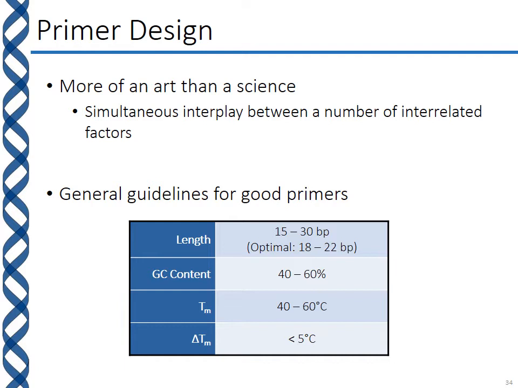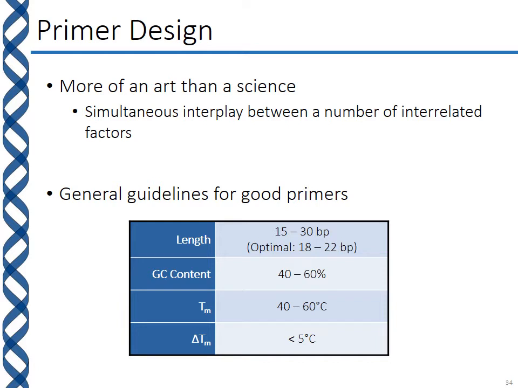Typically, primers are designed to be between 18 to 22 base pairs. They can be a little bit shorter or longer as necessary, but about 20 tends to be the target that people shoot for. The GC content is about half, anywhere in there. And if you recall from the DNA melting curves, increasing the GC content will increase the TM. So that is how those two are interrelated.